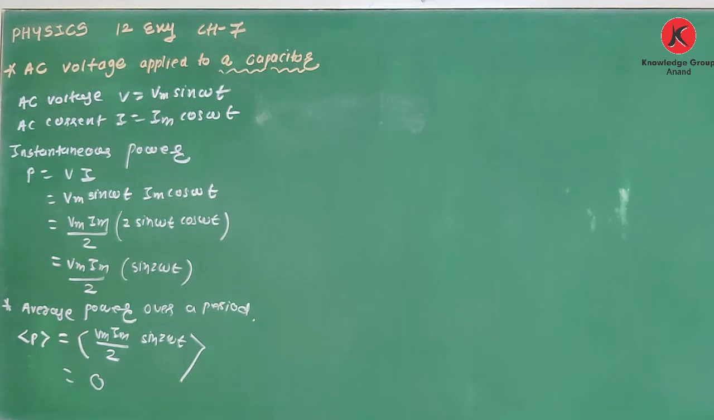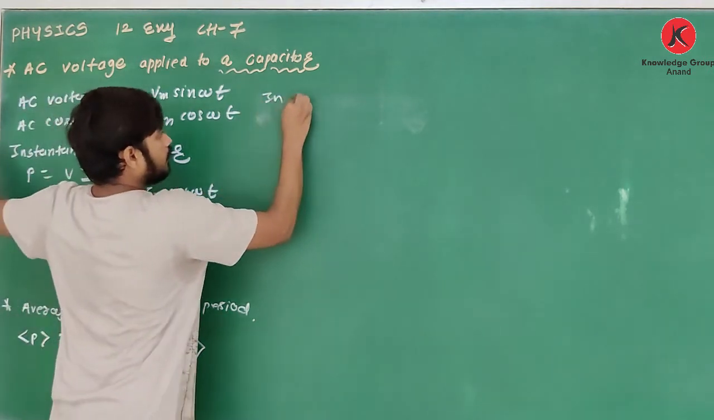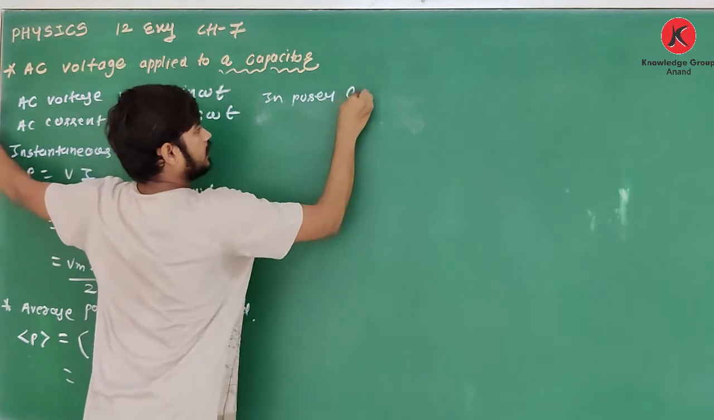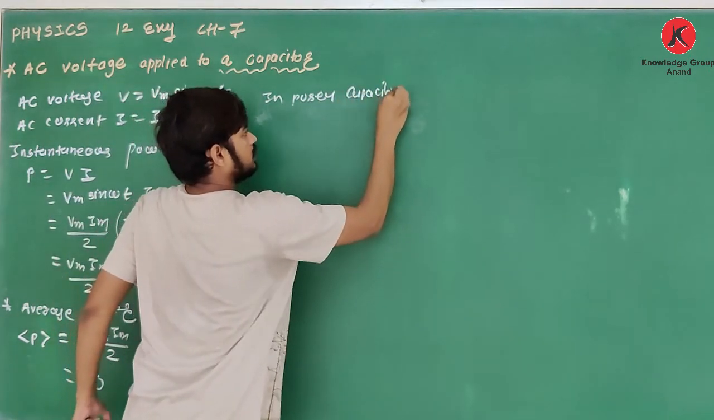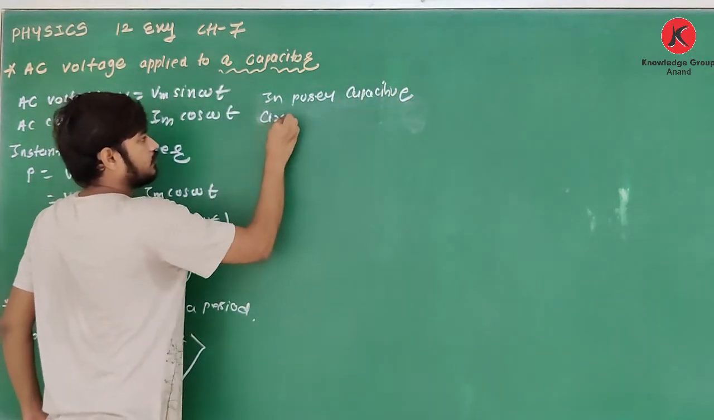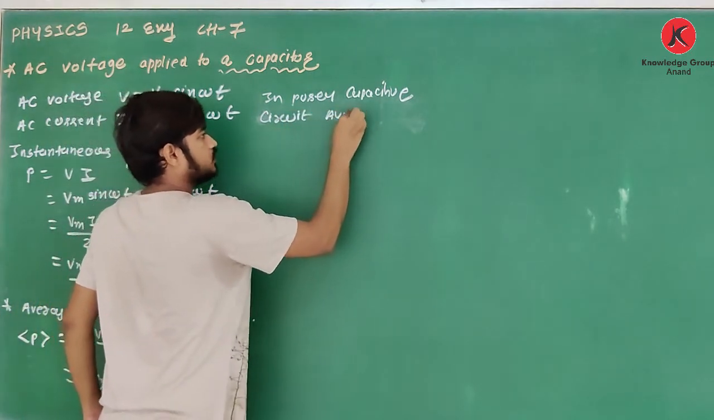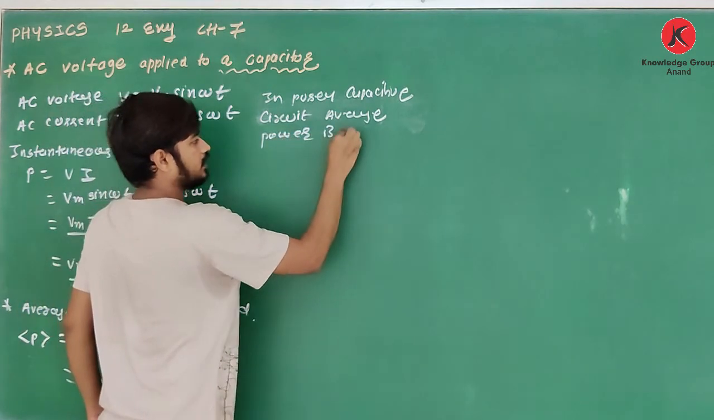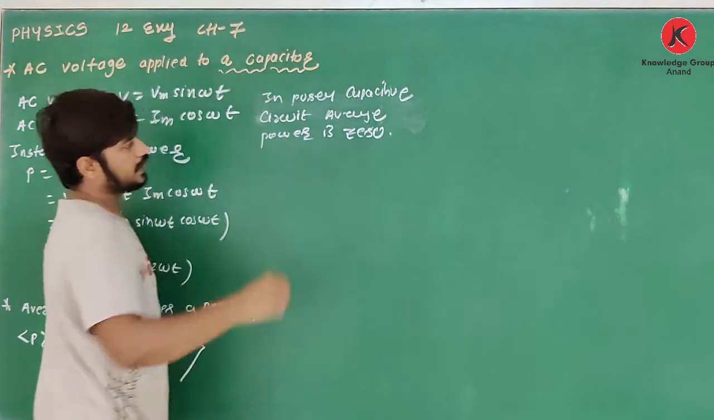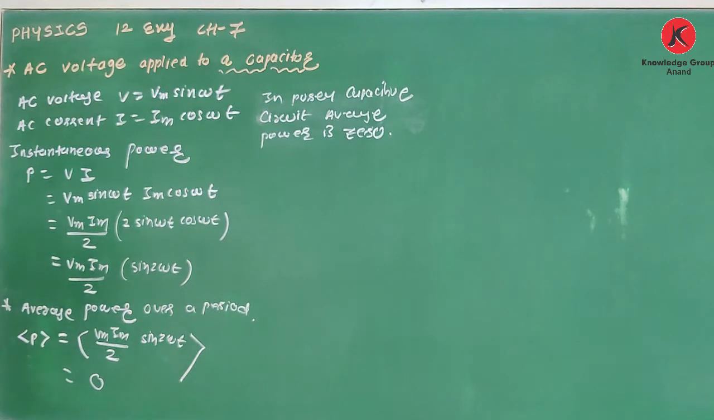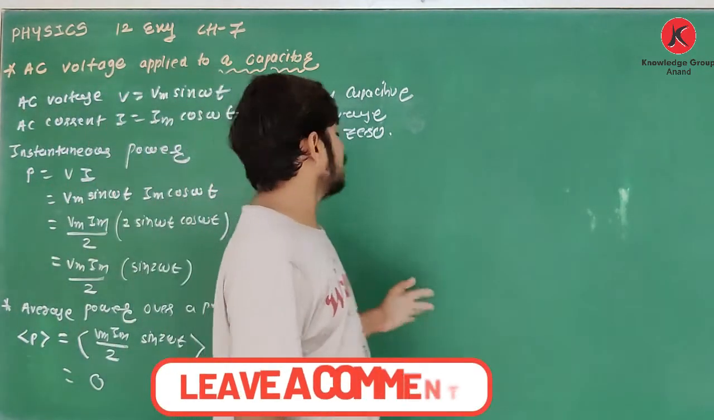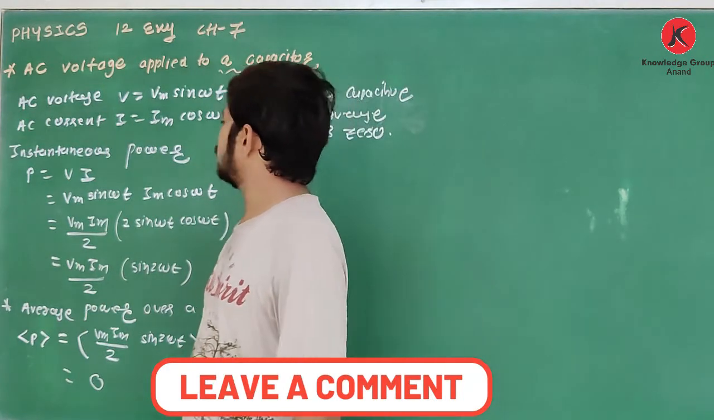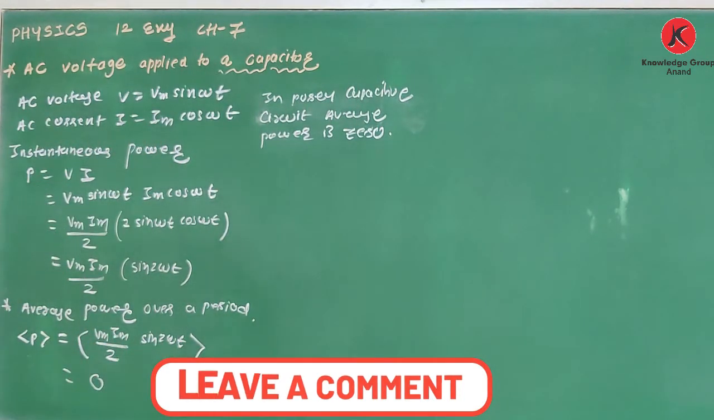So again, in a purely capacitive circuit, average power is 0. Average power is 0. So these are the points you have to cover when you are asked about AC voltage across a capacitor. Okay?